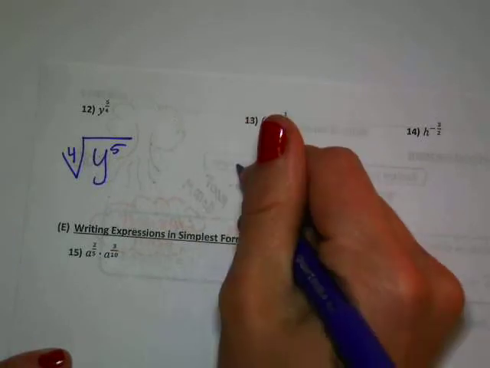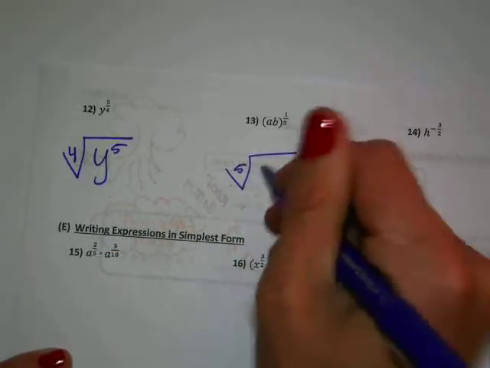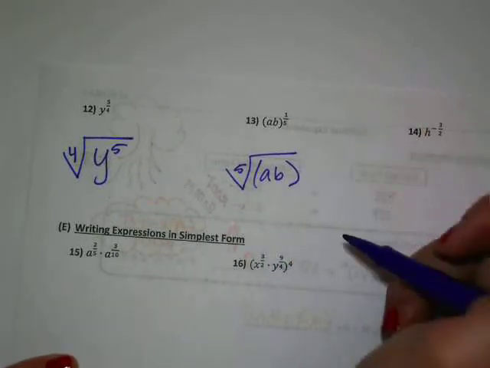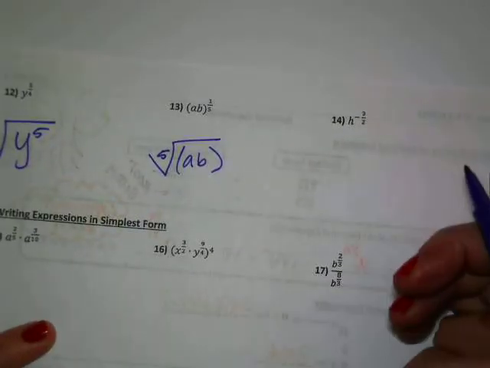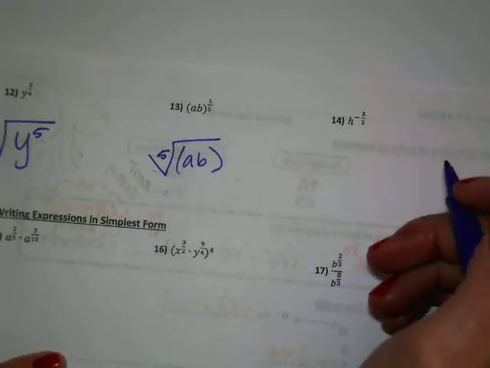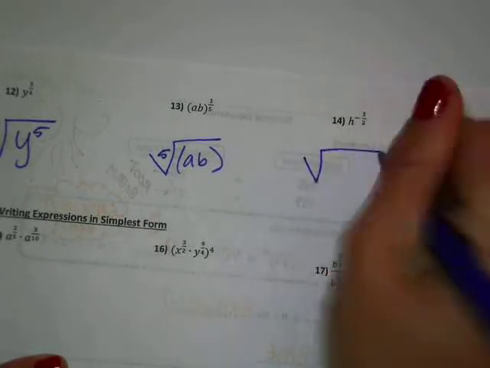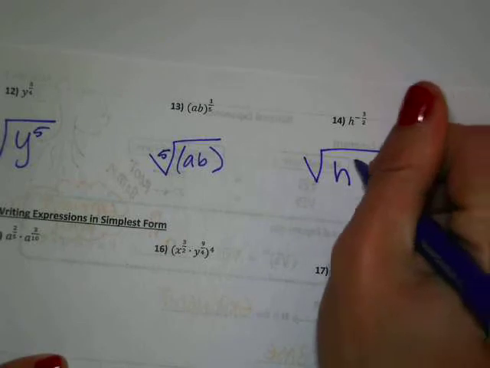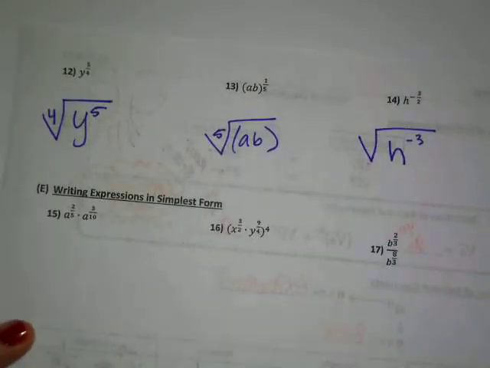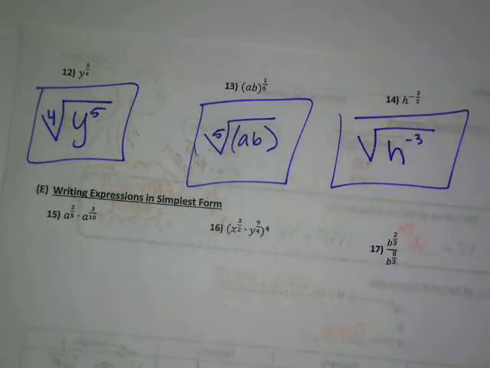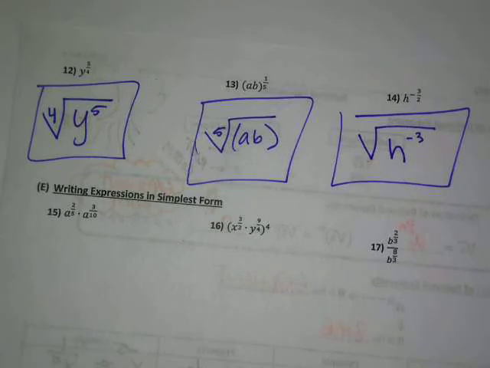All right, so 13. 5th root of AB. Do you have to put the exponent of a 1? No, because it's understood. Do you have to put the parentheses? No, you don't really even need the parentheses. 14. So square root h, what's the exponent? Negative 3. Good. All right, so are we good going from root to exponential and exponential to root? What happens to the 2? You need the 2. It's understood if it's not there, because then it's a square root.